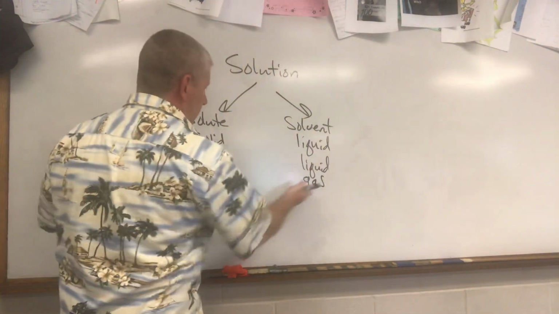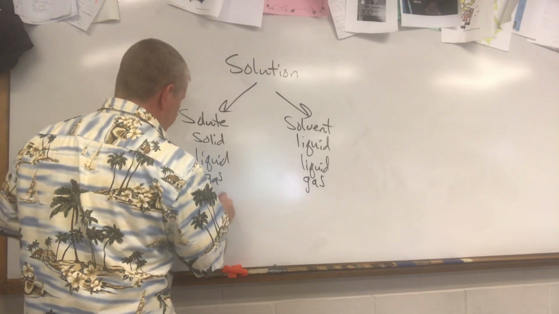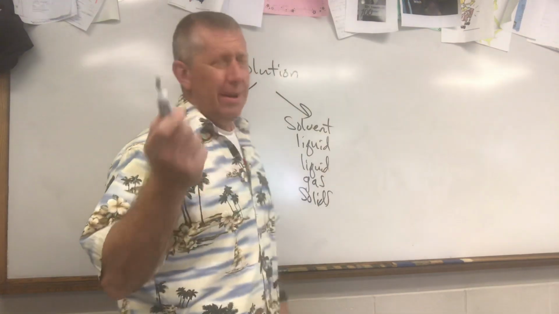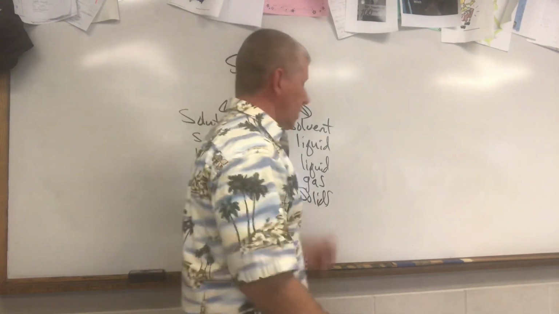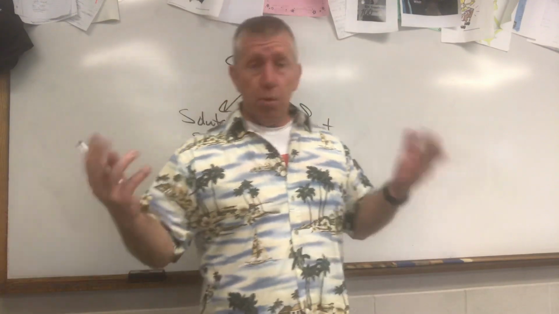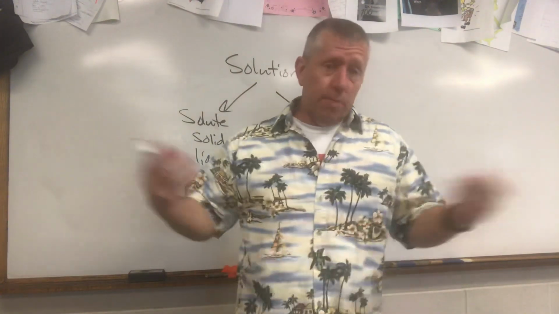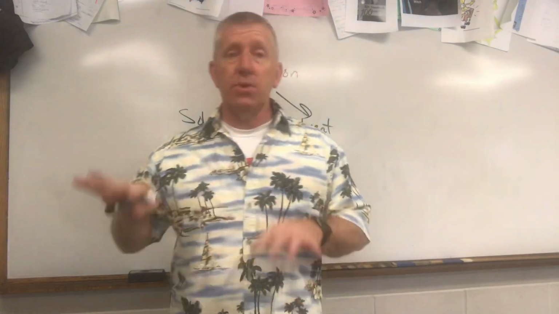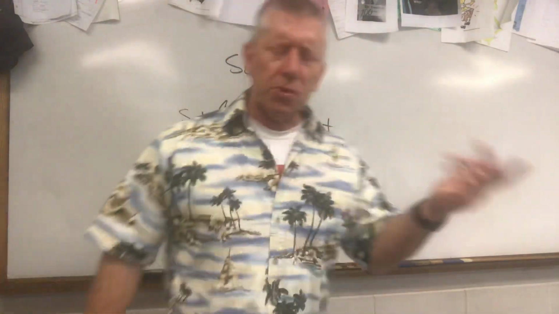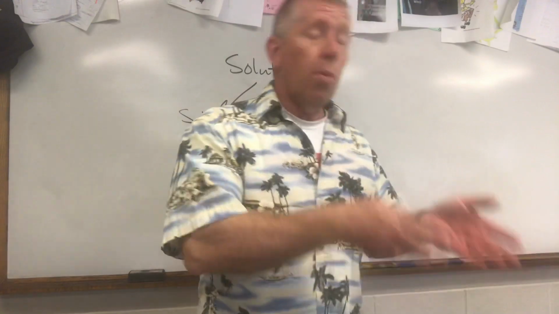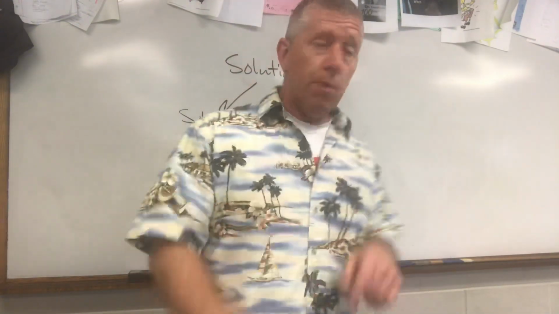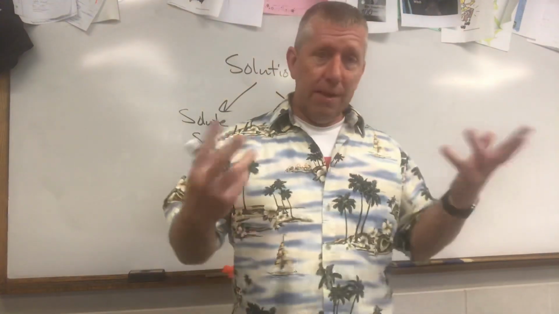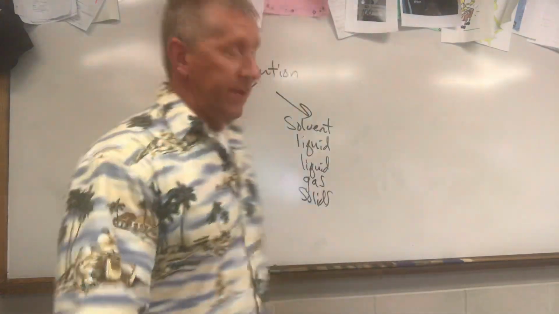But yes, you have combinations of solids and solids. Solder is a combination of lead and I think it's tin, lead and tin. Brass is zinc and copper. The one that you have the most of is your solvent. The one that you have the least of is your solute. I said that backwards at first. All right, so remember that when you come to solutions which have the same phases, the one that you have the most of is your solvent.